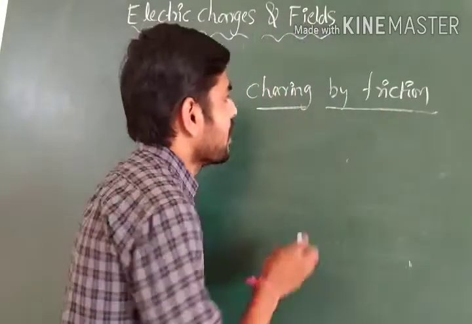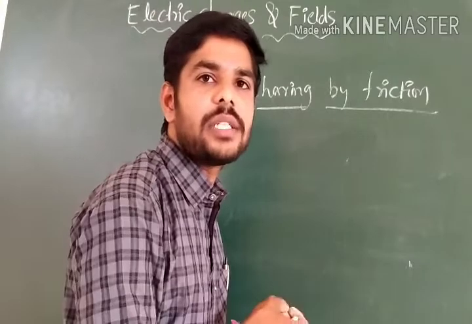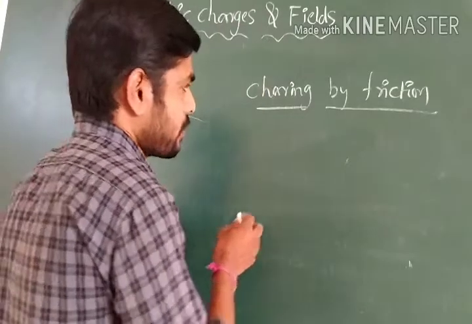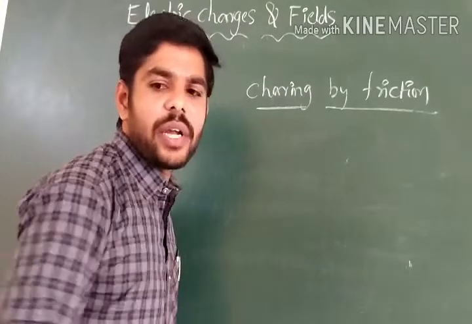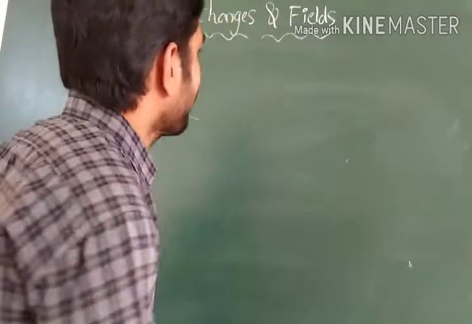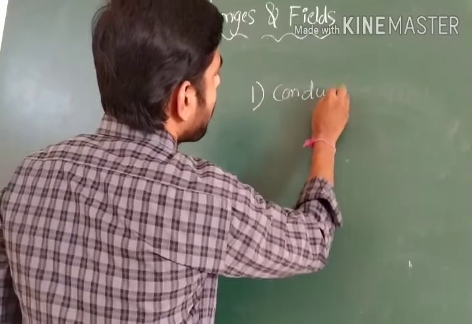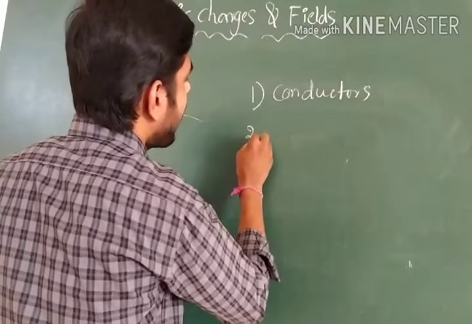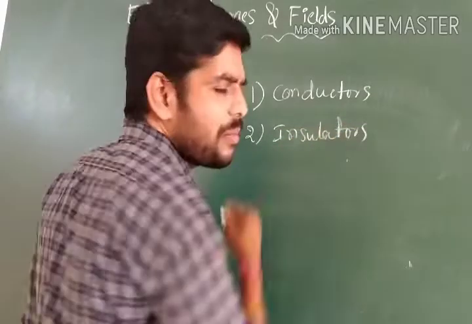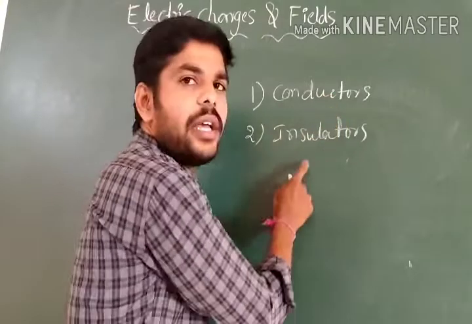Charging by friction is a very basic concept for understanding how metals are charged. Next, we have to understand the different kinds of materials in nature. First of all, we need to understand only two things: conductors and insulators. Of course we have semiconductors also, but we don't need them now.